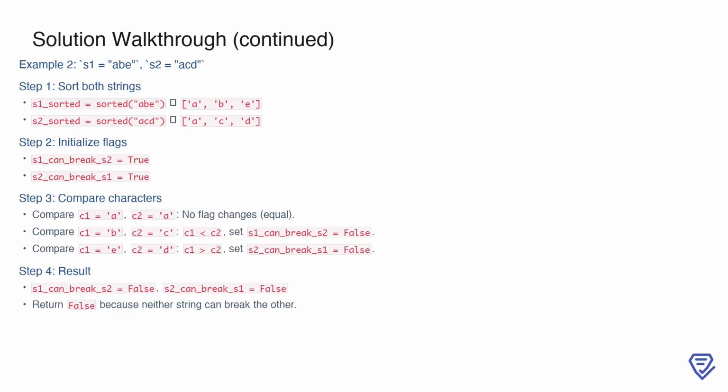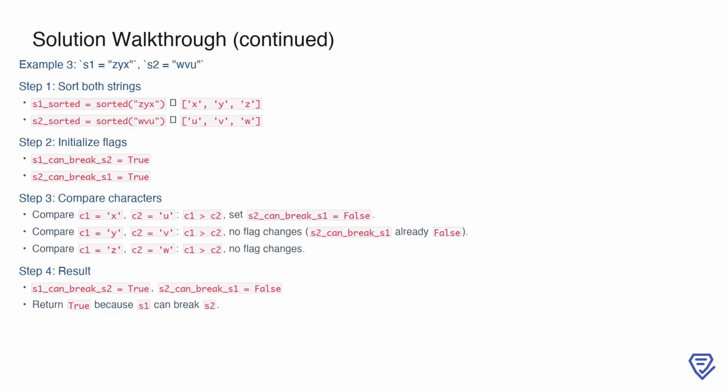Finally, comparing E with D, E is greater than D, which causes S2_can_break_S1 to be set to false. At this point, both flags are false, meaning neither string can break the other. Therefore, the result of this example is false.